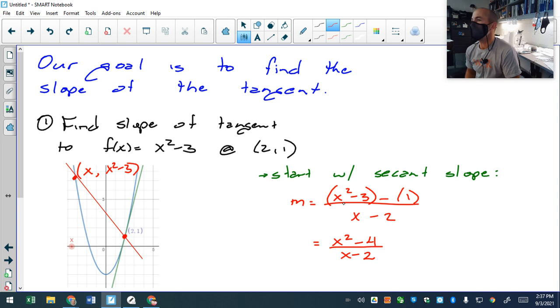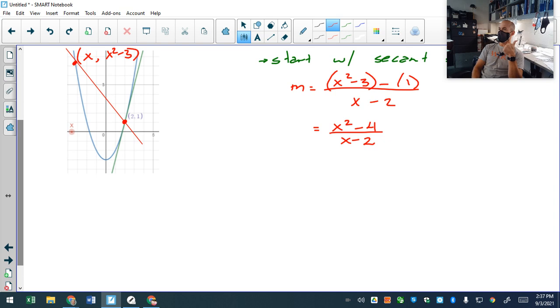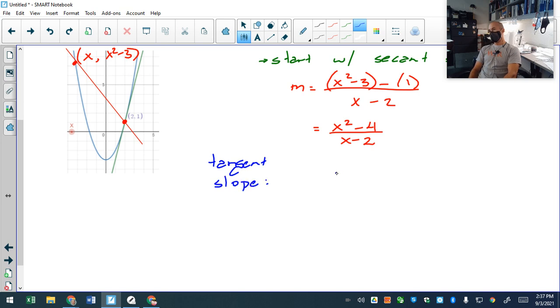So if I want to take this secant slope and turn it into the tangent, I need that second x point to approach 2. What does that sound like? That sounds like a limit. So to get the tangent slope, we start by thinking about that secant slope. I'm going to analyze this secant slope and see what happens to it as x gets ever so close to 2, and the answer to that limit will be the slope of the tangent.